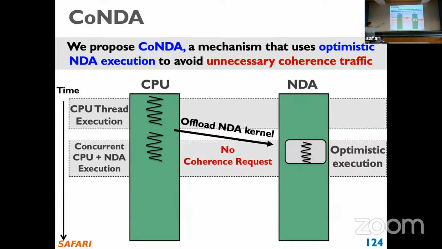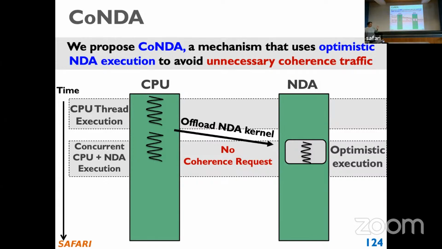Observe that we have on this side the CPU, and on that side the NDA accelerator. The CPU thread of execution at some point offloads computation, an NDA kernel or a PIM kernel, to the memory side. Computation starts there on the memory side, but at the same time, we have concurrent execution from the host. We talk about optimistic execution because during all this time, there is no coherence traffic at all.